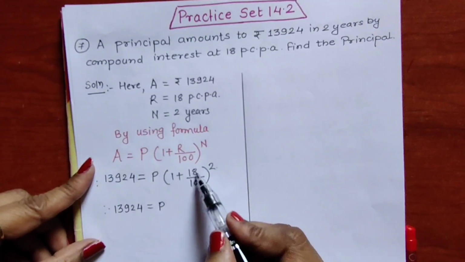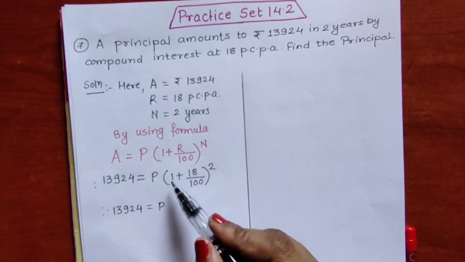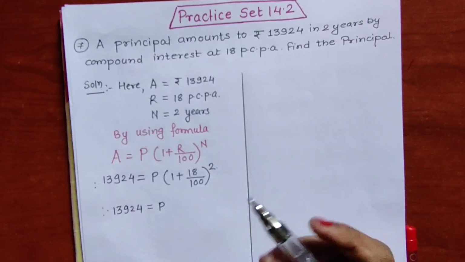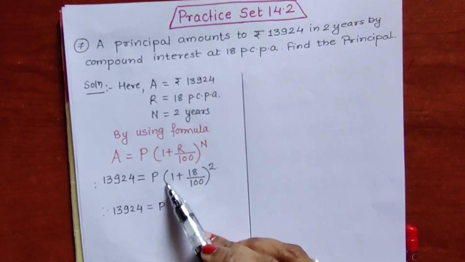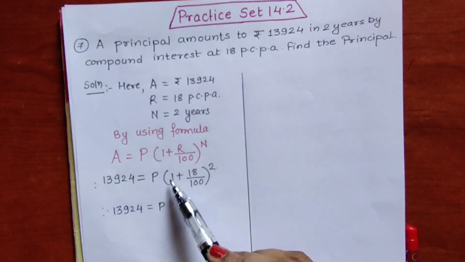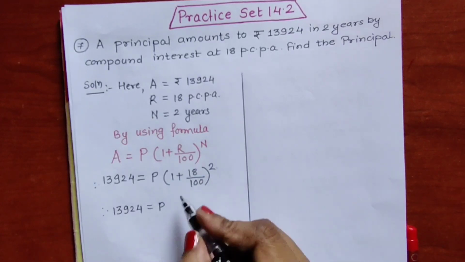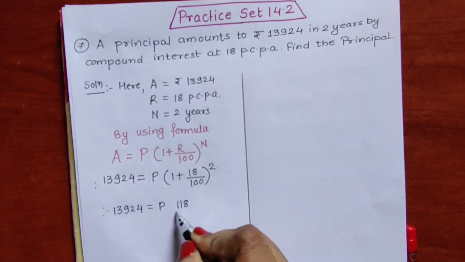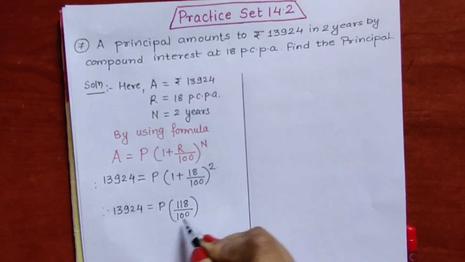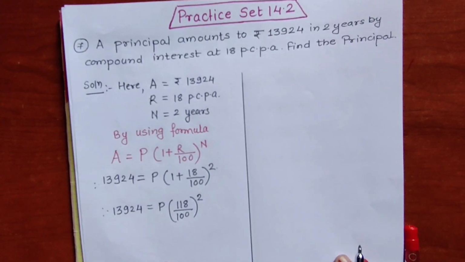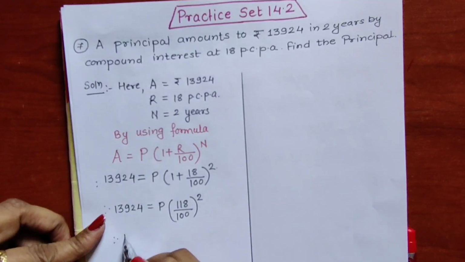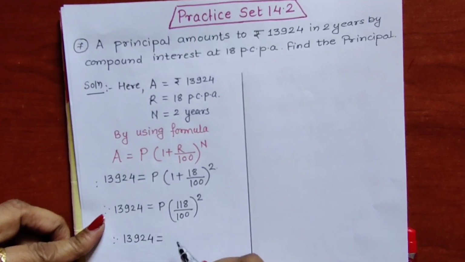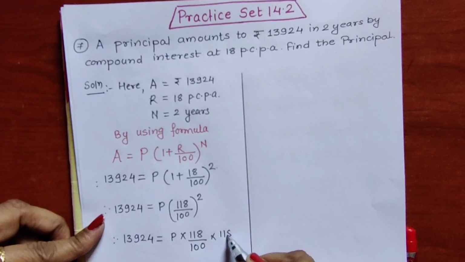Now it is possible to cancel by 2, but instead of cancelling by 2 I will directly write by cross multiplication, because afterwards it will become easy to calculate, and that's why I am not going to cancel this 18 and 100. I will be writing the answer of cross multiplication. So 100 ones are 100, 18 ones are 18. So 100 plus 18 is 118 upon 100. Square is there. Now this square means the same number we have to write 2 times. Therefore 13924 is equal to P multiply by 118 upon 100 multiply by 118 upon 100.